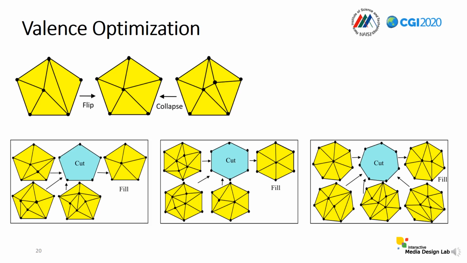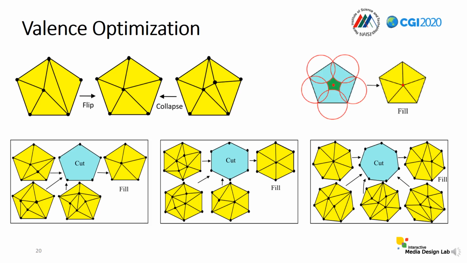For valence 5 we insert a point. In this method we draw circles at the boundary of each vertex, and then we calculate this green region, outside of each of these circles, and then we insert a new point here. So what does it do? It avoids the creation of small and large triangles.